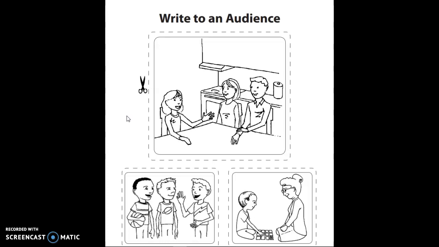You're just going to talk about that today. You don't have to actually write down anything. I've shown you a poster here because your audience could maybe be your parents. Your audience could be a group of friends. Or your audience could be your teacher or an adult. But when you write, there's always a different audience. So talk about what audience is and who you're writing for.